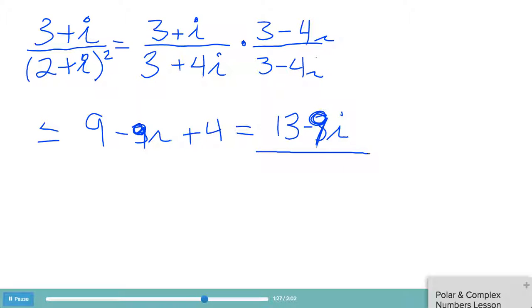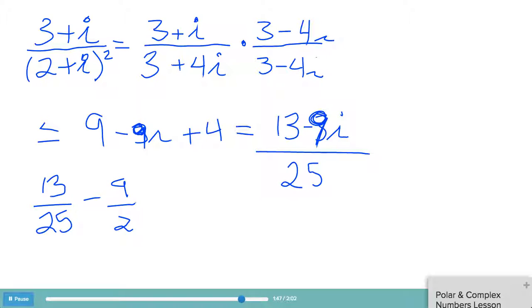Okay, and then my denominator is going to be 9 plus 16. So my denominator is 25? Yes. Okay. So you could leave it in this form, or if you were looking in your textbook or something, it probably looks like this. 13 over 25 minus 9 over 25i. Right? Because they want it to look like a plus bi.